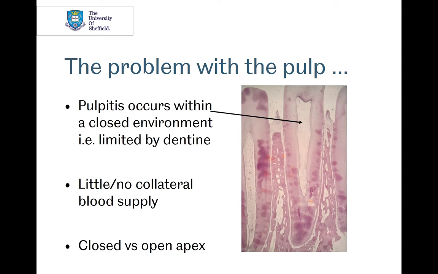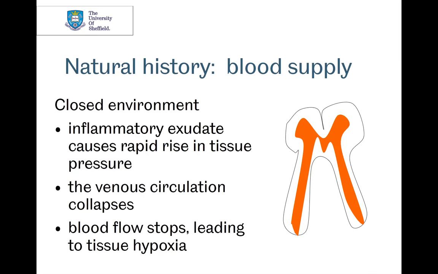If you have pulpitis in the circumstance where you don't yet have a closed apex, well then this may not be quite so much of a problem. But in the tooth which has a fully formed apex, this is a significant problem. So what then does happen in this closed environment?